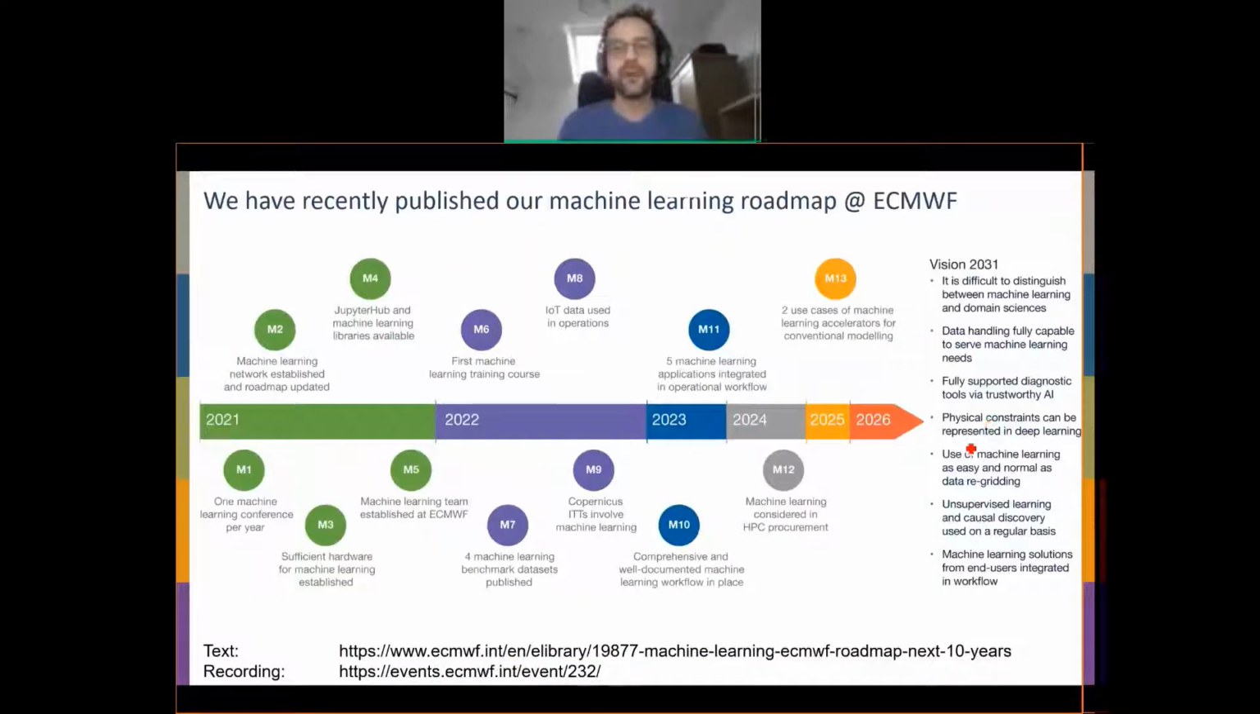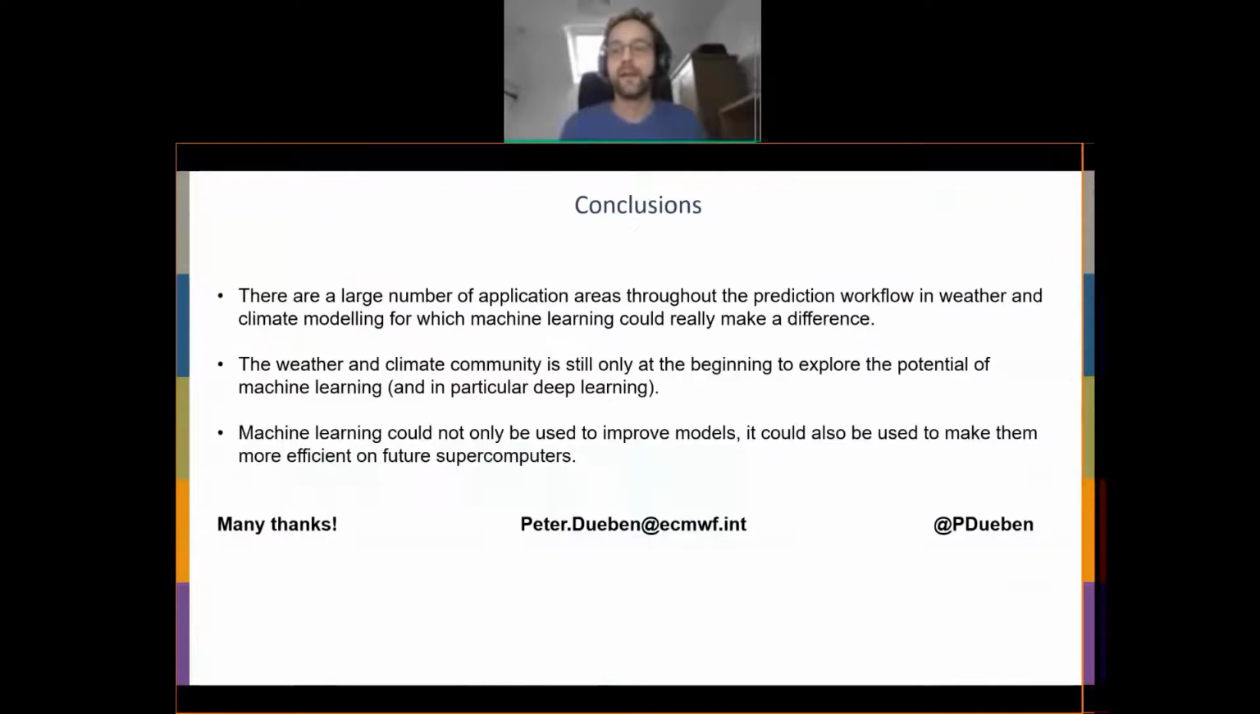Just a note on the side, we have just yesterday launched the machine learning roadmap at ECMWF. If you're interested in what we want to do with machine learning in the next 10 years, please let me know. There's a webpage where you will find the full text on the internet, but also the recording of the event yesterday. In this short talk, I've kept the conclusions very general, so I'm not going to read them out loud. If you have questions, let me know. And thank you for your attention.